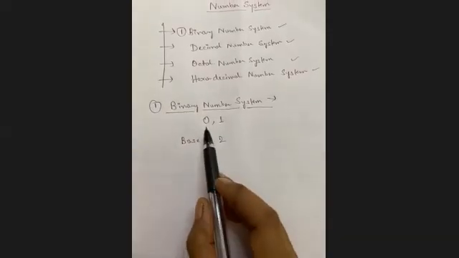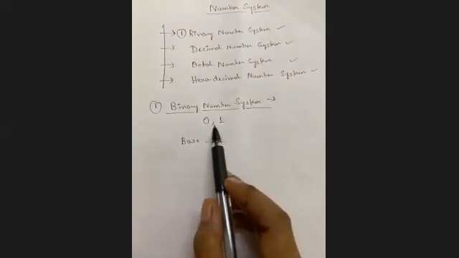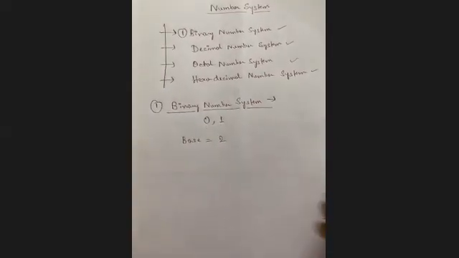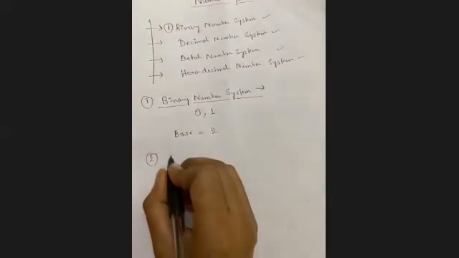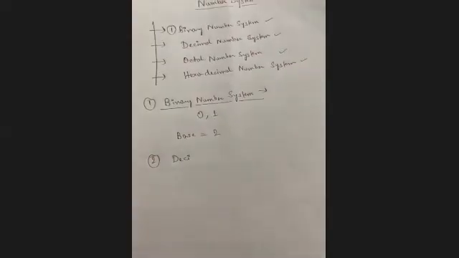And as there are two different type of number used to represent the binary number system, hence the base of the binary number system is 2. Next is your decimal number system.